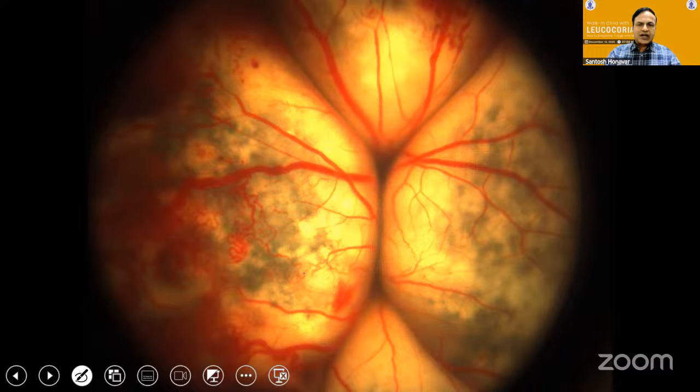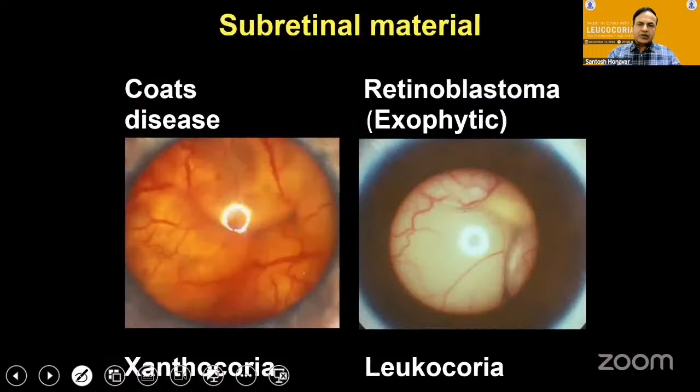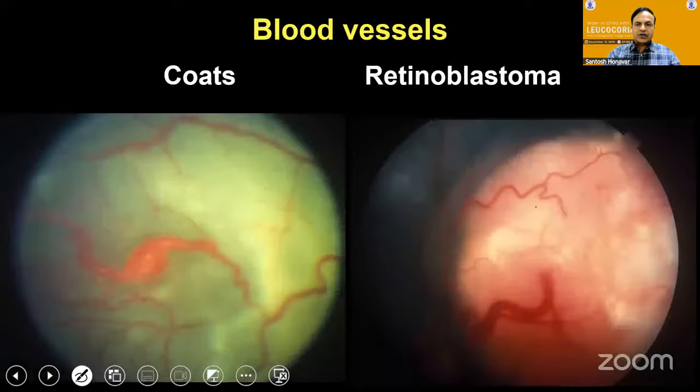This is called xanthocoria. So when you have a child who seems to have a different looking reflex apart from retinoblastoma, if it looks golden yellow like this, and when you go close up, you might see all these dilated vessels and sometimes even telangiectasia, you're looking at a child with Coats disease. So this is typical xanthocoria seen in Coats disease, whereas this is typical leukocoria seen in retinoblastoma. So there's a qualitative difference in reflex in Coats disease.